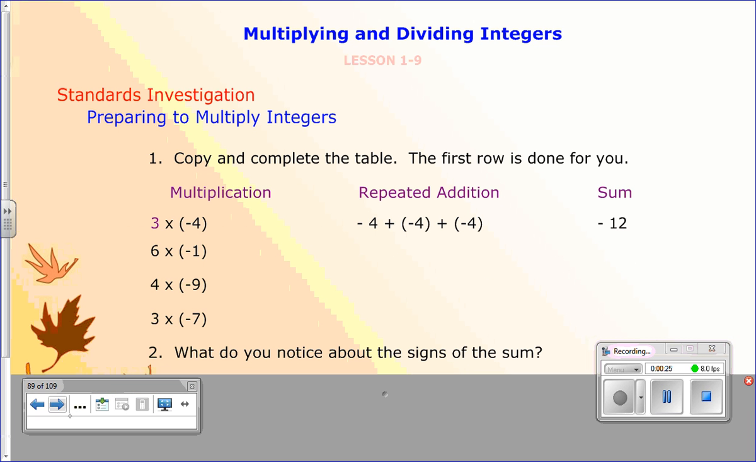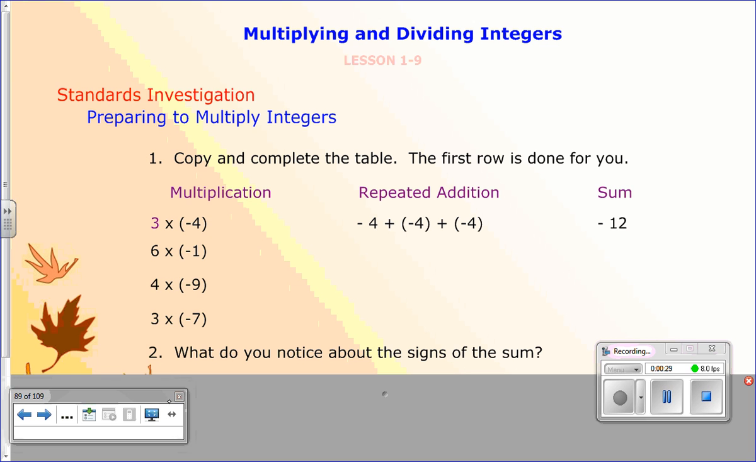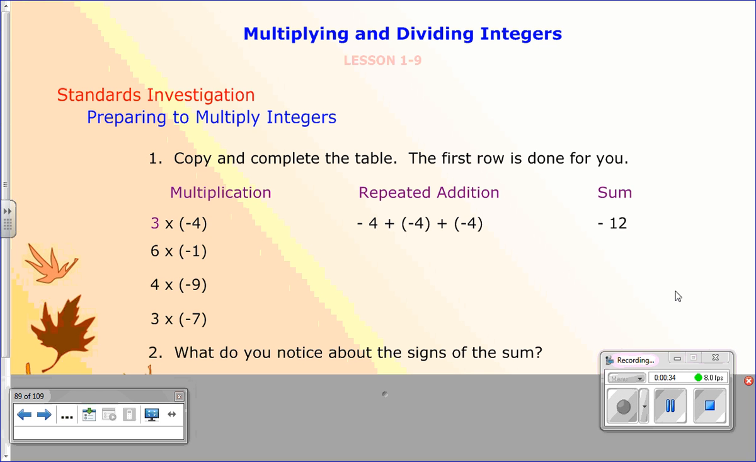The first thing we're going to look at is multiplying integers, and we're going to use this table that I have here. Now, you'll notice for this part, there's really three different columns. There's one on multiplication, there's one on repeated addition, and we have a third column that says sum. It's those ones in purple. And I did that 3 times -4 for you first. We're just doing a little bit of investigation here. So this is really saying I have 3 groups of -4.